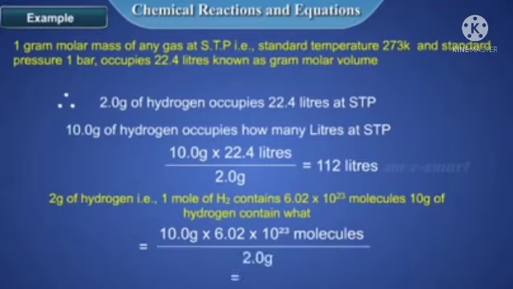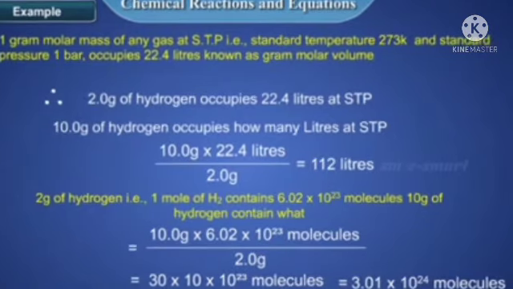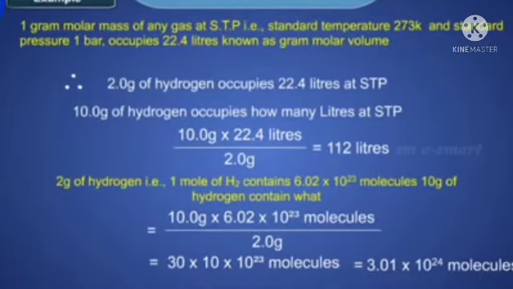10 grams of hydrogen contain what? Here, 10 grams of hydrogen: number of particles divided by 2 grams, that equals 30 × 10^23 molecules, that equals 3.01 × 10^24 molecules required. That is the STP value of hydrogen.